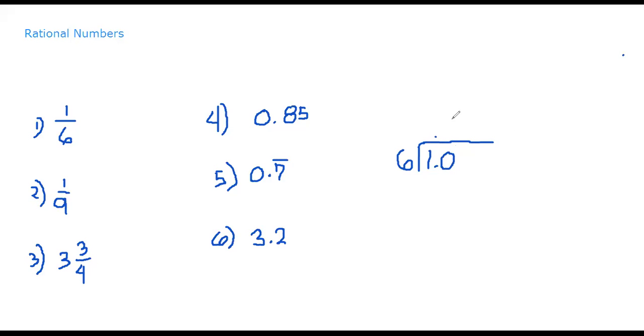10 divided by 6, that is 1. 1 times 6, that is 6. So we're going to subtract 10 minus 6, that is 4. We add 0 again, for we cannot divide 4 into 6. So add 0, and now we have 40. 40 divided by 6, that is 6. And 6 times 6, that is 36.